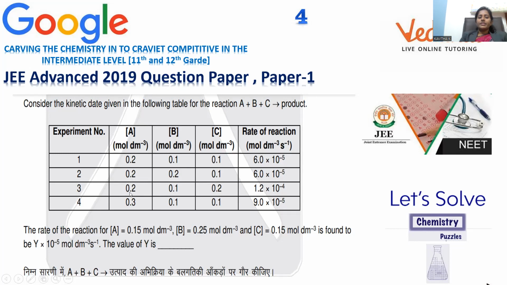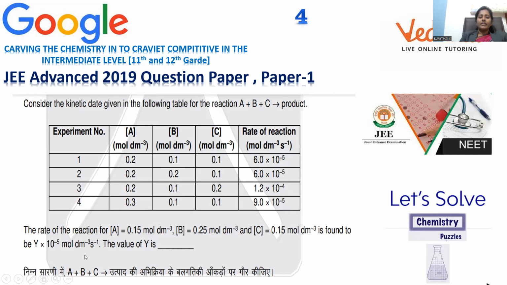When the concentrations are 0.2, 0.1, 0.2, the rate of the reaction got doubled. It became 1.2 into 10 to the power negative 4. For 0.3, 0.1, 0.1, if this is the concentration of A, B, C, the rate is 9.0 into 10 to the power negative 5. So the rate of the reaction got increased.